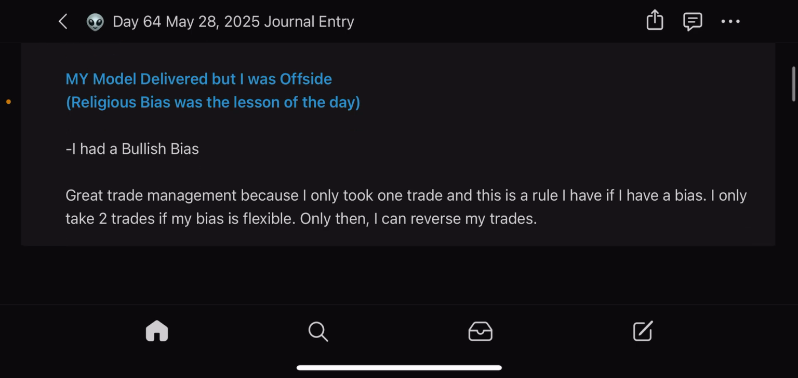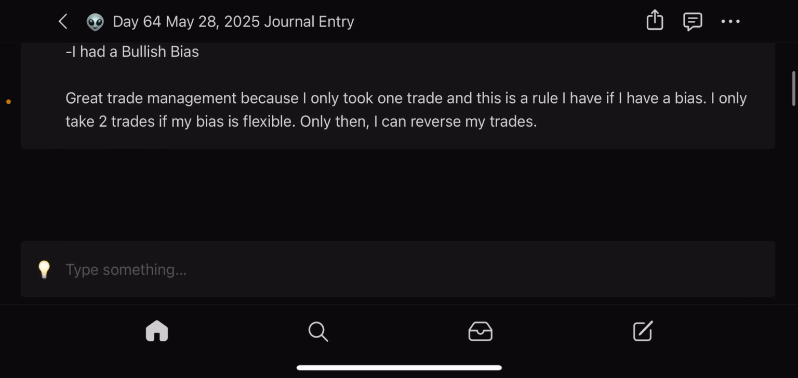My model delivered, but I was offside. What caused that is the bias that I had. So that was a lesson for the day. So it was actually a lesson for the week. I had a bullish bias. But I'm happy with my trade management because I stuck by my rules. Only take one trade if I have a strong bias. I don't reverse my trades that easily unless I have a flexible bias, as you can see there.